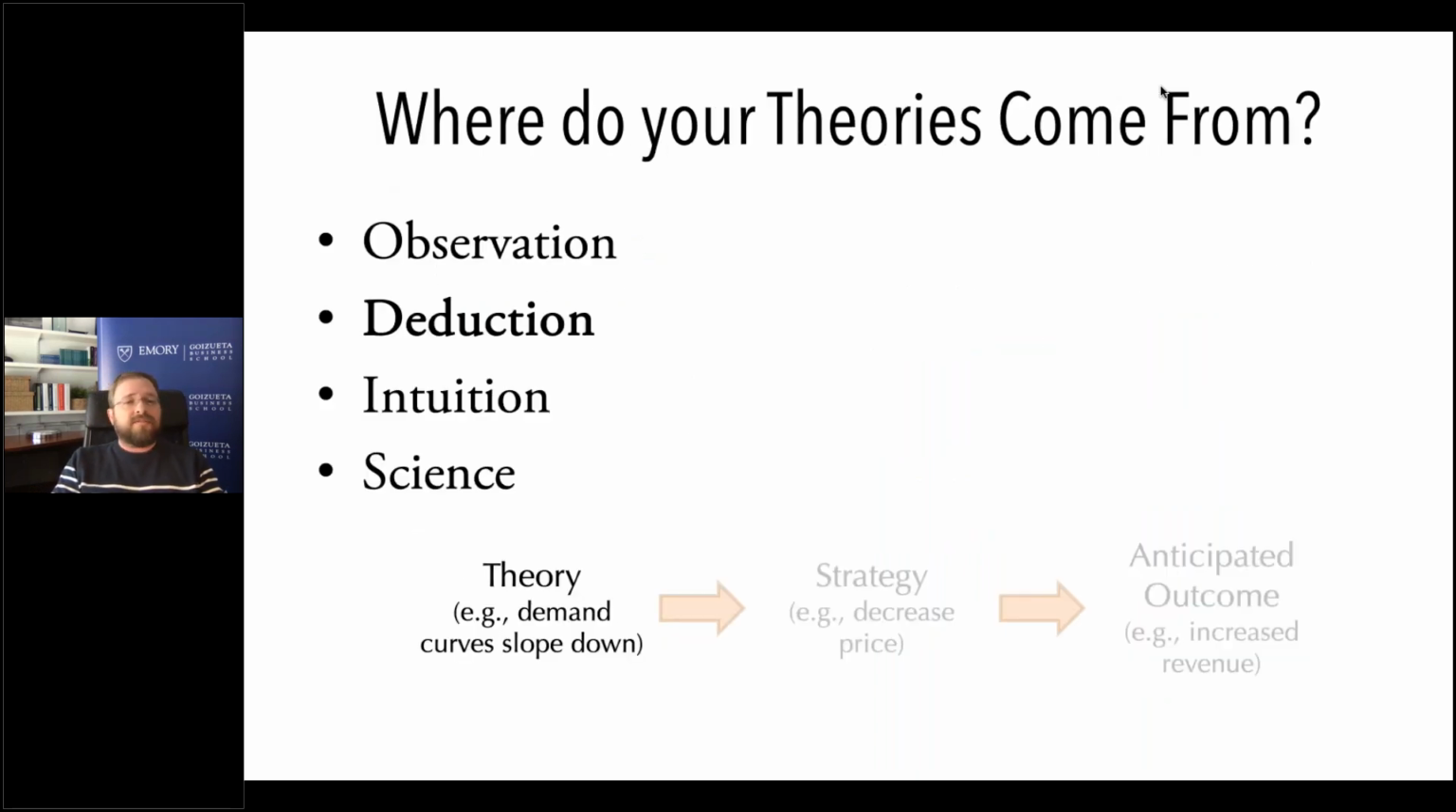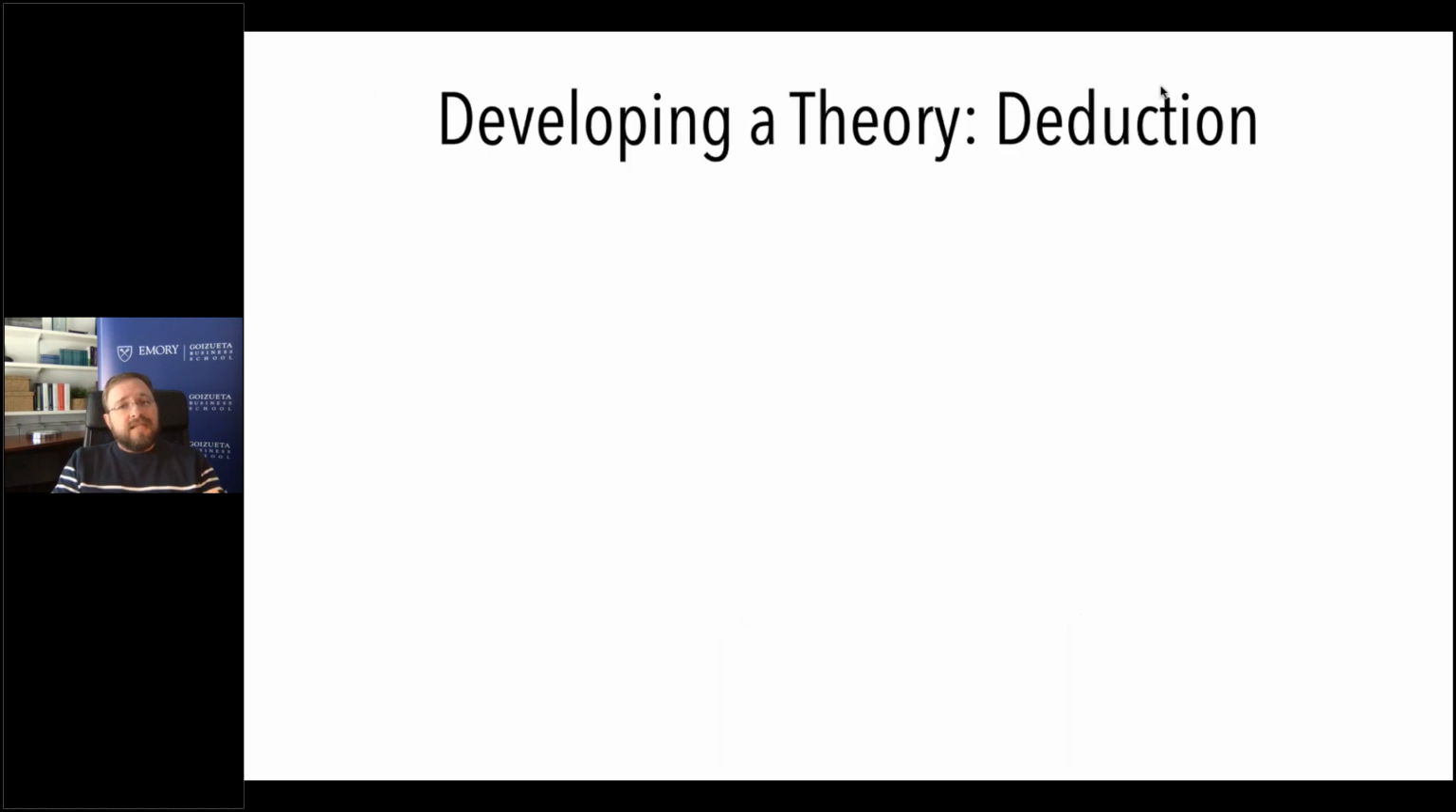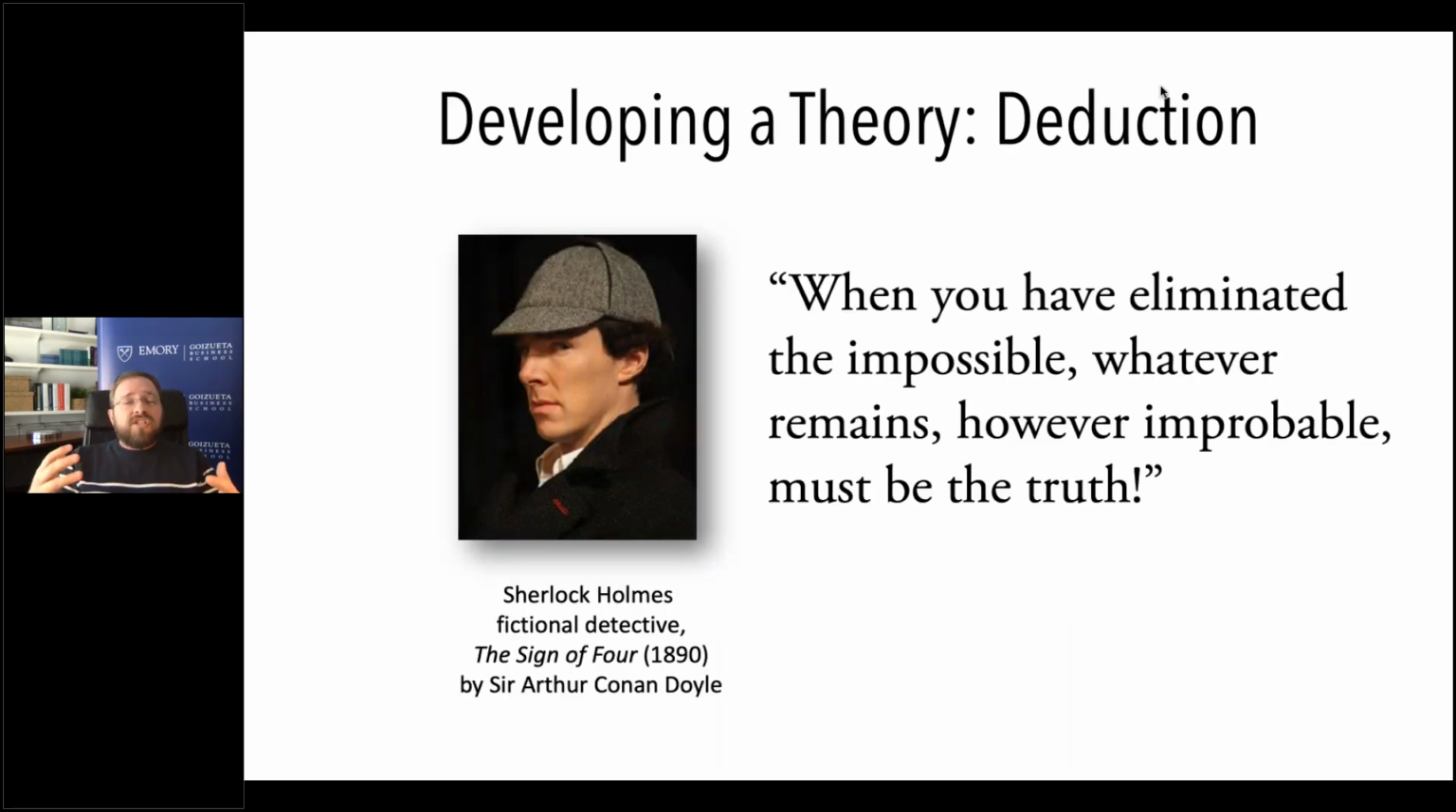Another way of coming up with theories is deduction. From deduction, we start with a set of first principles. This is the way the universe works, and from there we logically deduce what must be true from that. Our primary example of a deductive decision maker is Sherlock Holmes. This is a famous Holmes quote: "When you've eliminated the impossible, whatever remains, however improbable, must be the truth."